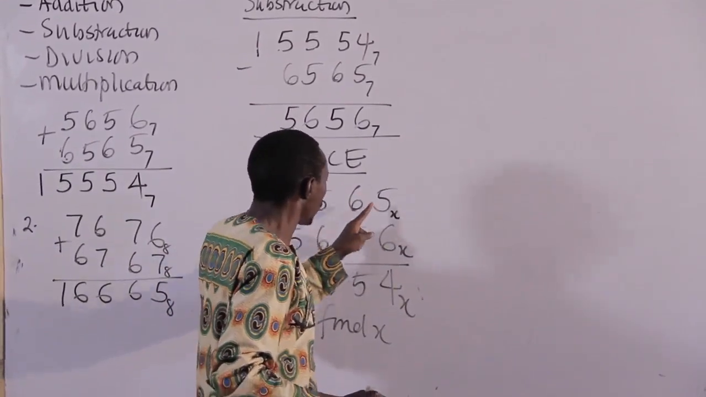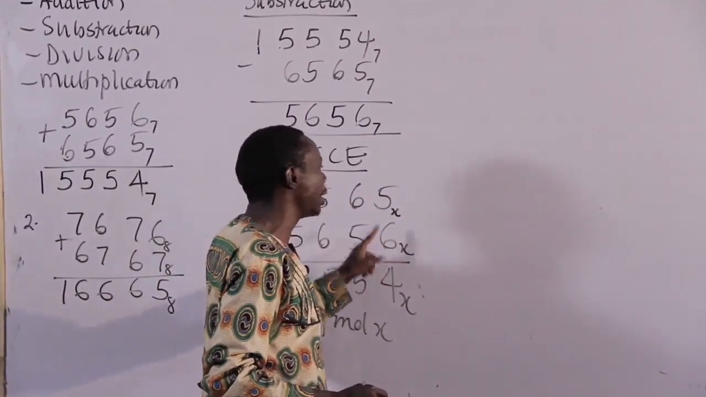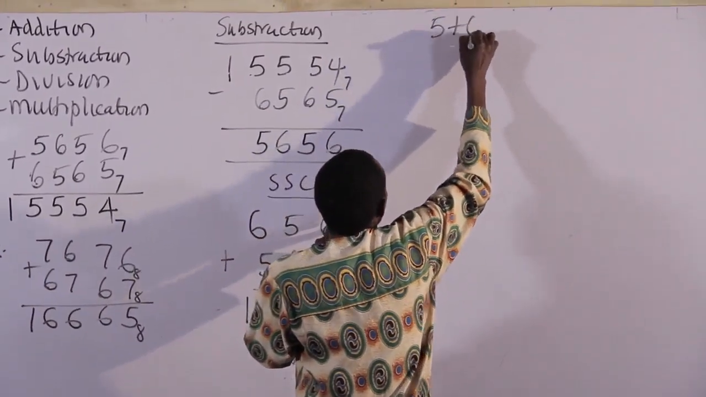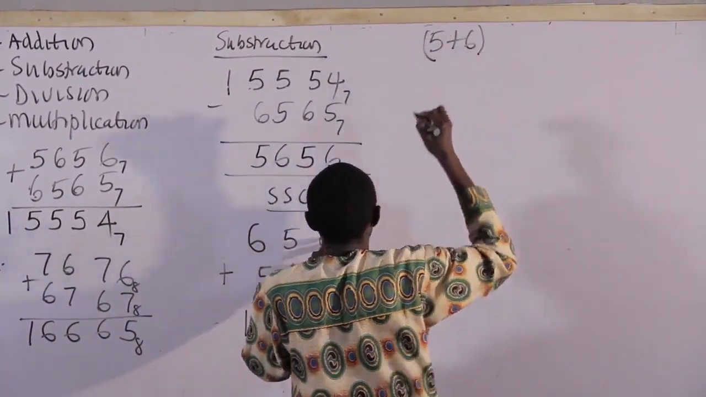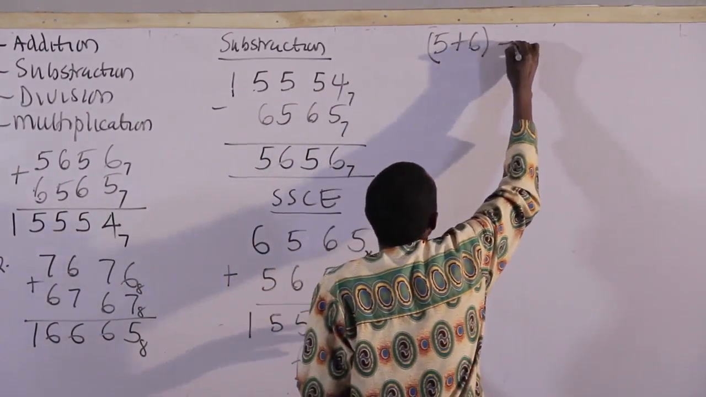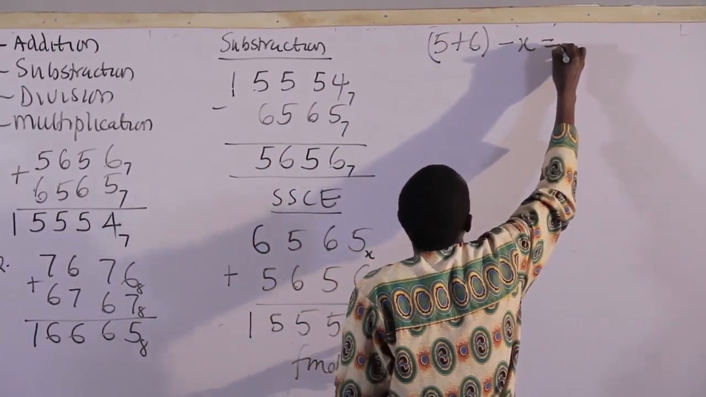Somebody said 5 is added to 6 in a particular base. 5 added to 6 in a particular base. You take the base away and your result is 4.